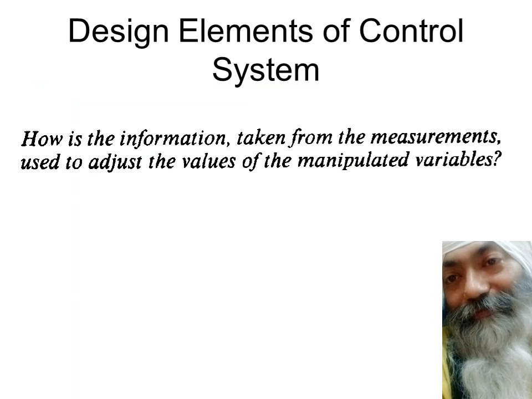So the last question is that we have taken information from this entire process. So how are we going to adjust the values of manipulated variables? See, in this course, you will be studying in detail something called the on-off controller, the proportional controller, the proportional and integral controller, or PI controller, and the proportional, integral, and derivative controller, that's called PID controller. Some of these things you might have studied in other courses like control systems, or you might be studying in parallel right now.